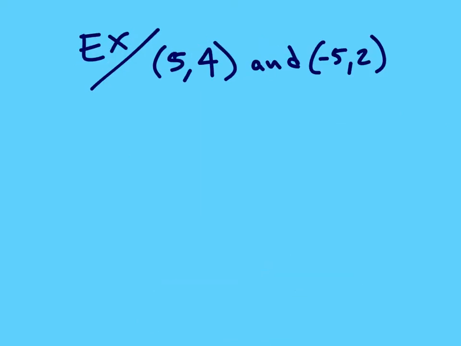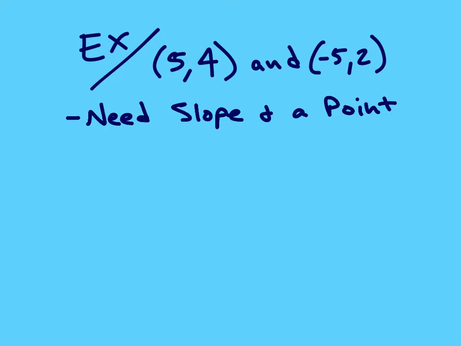Now, if you had an example where you were given 2 points and you wanted to write an equation given 2 points, well, remember what you need: a slope and a point. And we've learned previously that you can calculate the slope using your slope formula, y sub 2 minus y sub 1 over x sub 2 minus x sub 1. So I'm going to do that up here. I'm going to label my points x sub 1, y sub 1, x sub 2, y sub 2. And I'm going to substitute these numbers into my slope formula here.